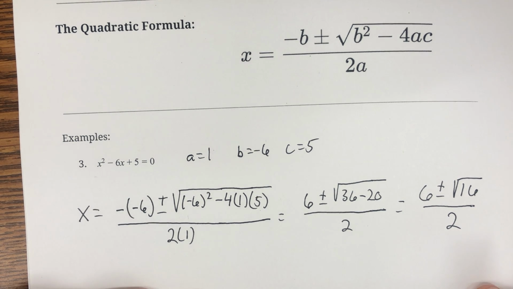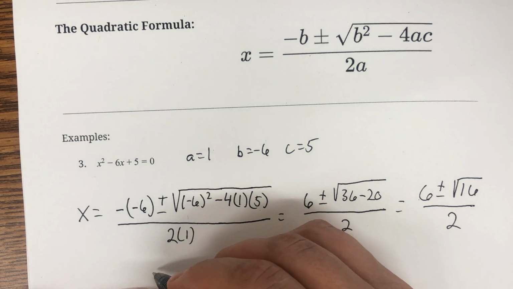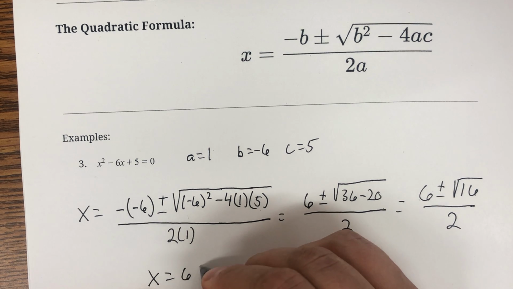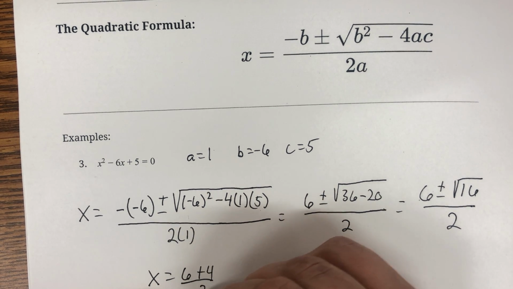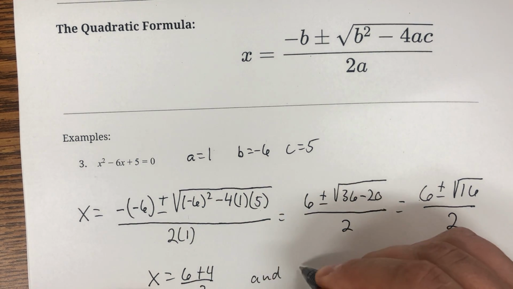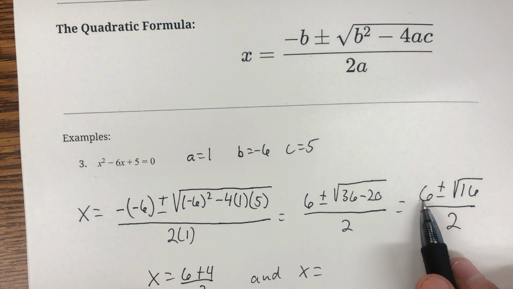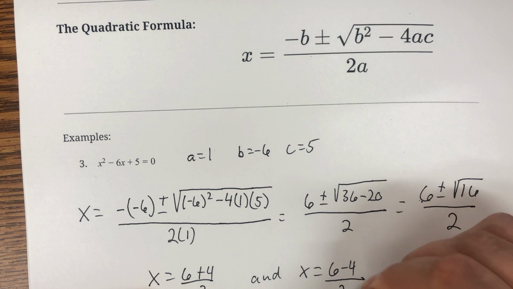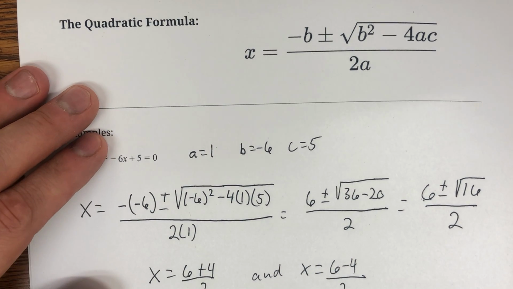All right, now from here, just have to finish it off. 6 plus the square root of 16, square root of 16 is 4. So x is equal to 6 plus 4 divided by 2, and x is also equal to 6 minus 4 divided by 2. Just need to finish those off.